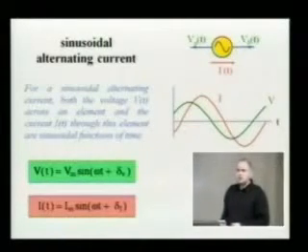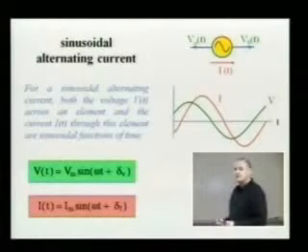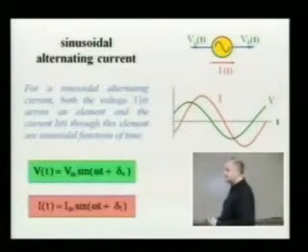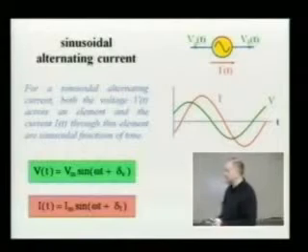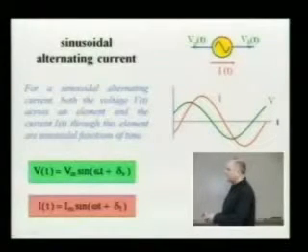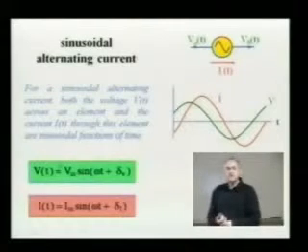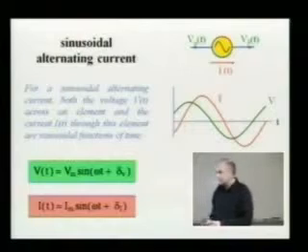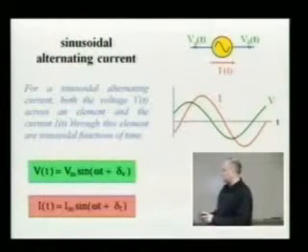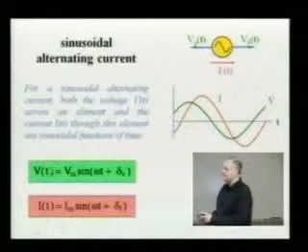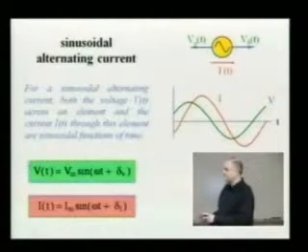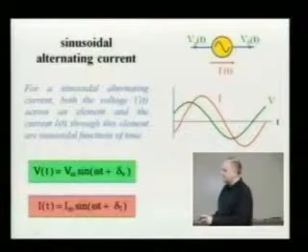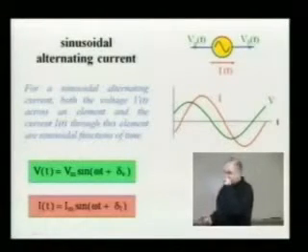Now, I want you to learn the names of all those numbers, because all those numbers have a name. The number which is in front of the trigonometric function is called the peak value of that quantity. So Vm is the peak value of the potential difference. Im is the peak value of the current.